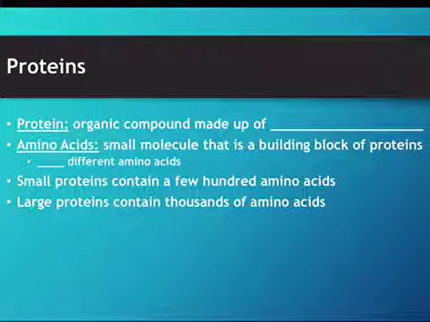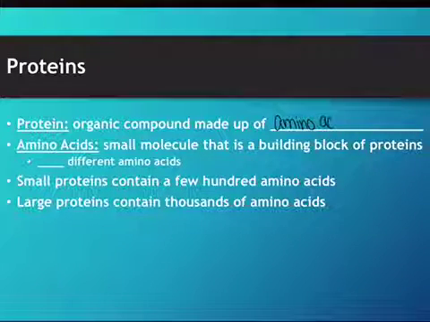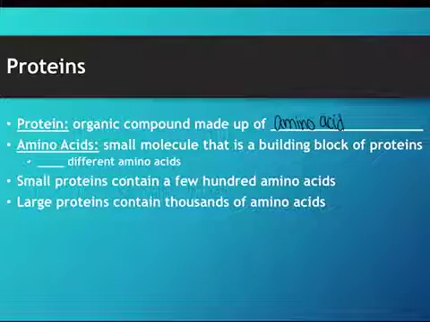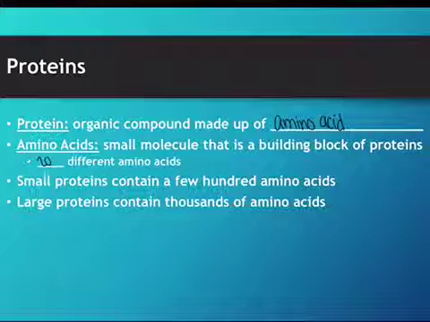On to our third type of organic molecule, we have proteins. Proteins are organic compounds, and they're made up of amino acids. And so an amino acid is a small molecule that is a building block of proteins, and there are 20 different amino acids. Small proteins will contain a few hundred amino acids, where bigger proteins can contain up to thousands of amino acids.